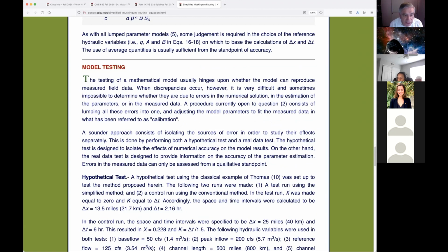So model testing, the testing of a mathematical model, is a very important section of this paper. Extremely important, because this is where a lot of people miss. Model testing usually hinges upon whether the model can reproduce measured field data. In other words, most of the modeling we do nowadays is mathematical.